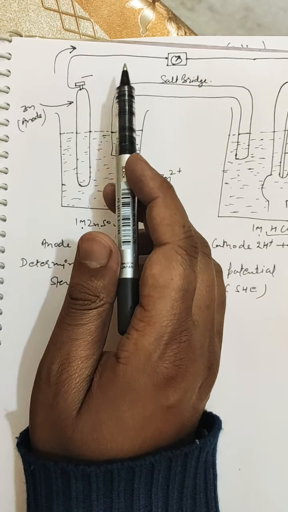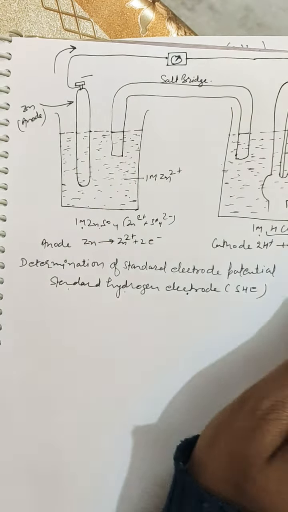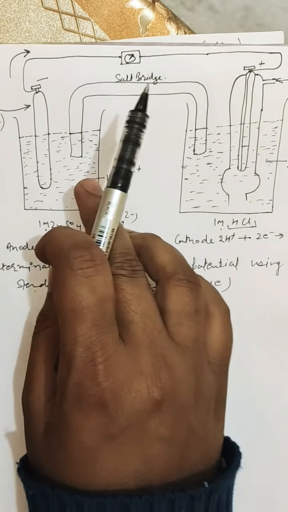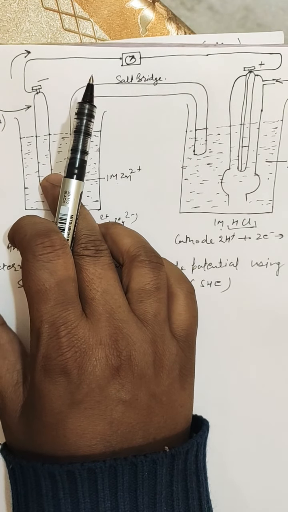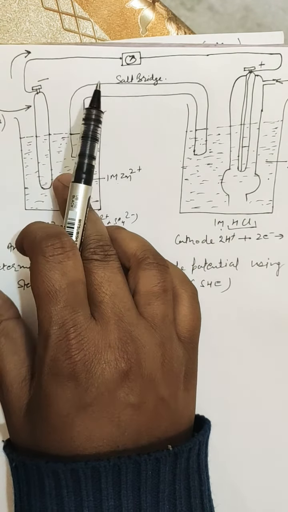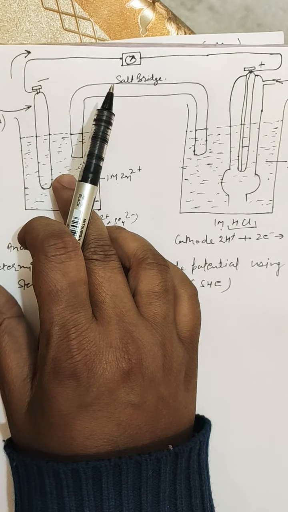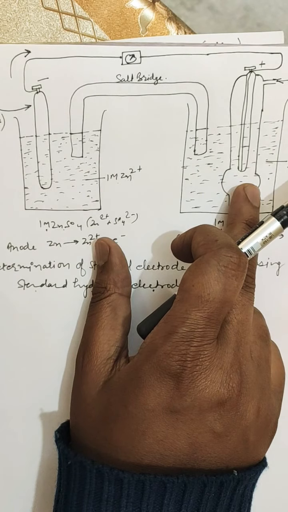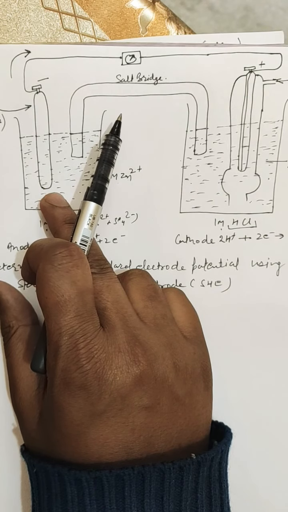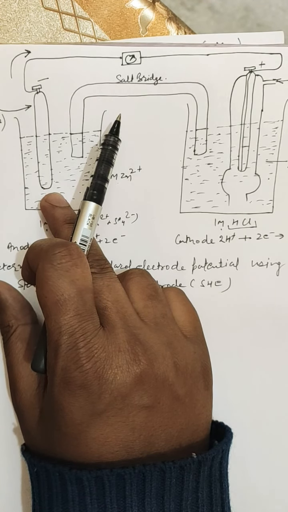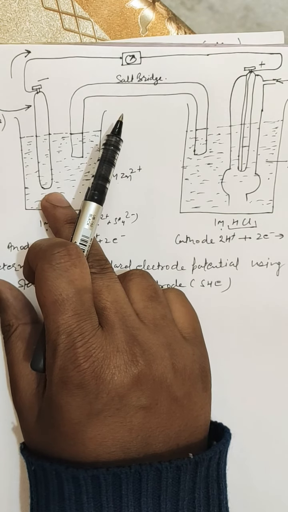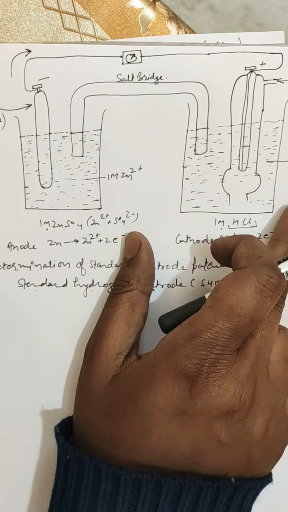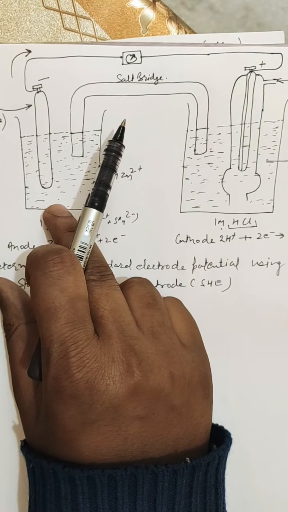Why? Because after connecting the circuit with the standard hydrogen electrode, we came to know whether oxidation is taking place at this electrode or reduction is taking place at this electrode. When we connected this electrode with the standard hydrogen electrode, there was oxidation. Oxidation means the loss of electrons. So it was the simple standard hydrogen electrode, and it is the zinc electrode.